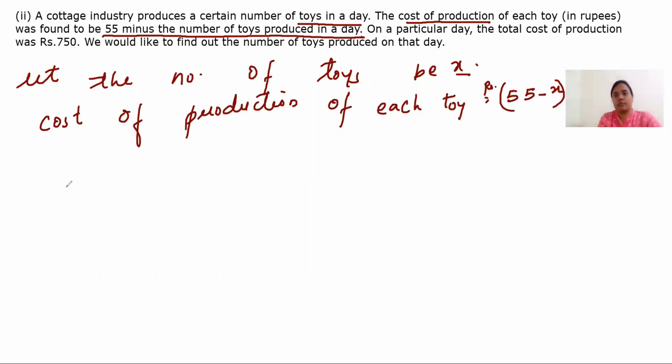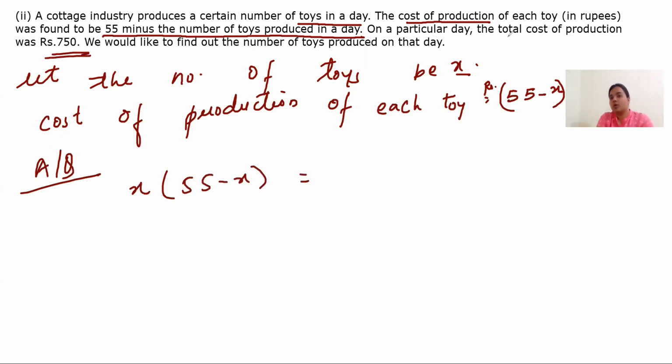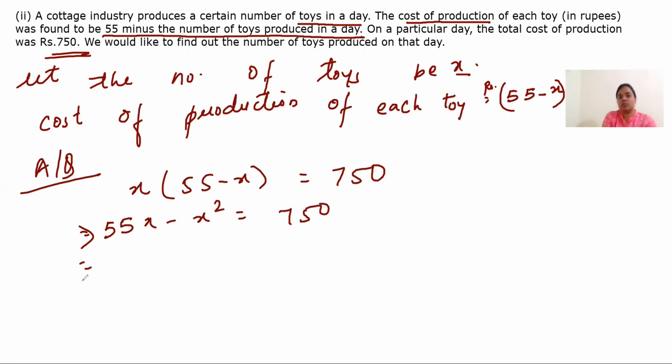So total cost of production will be number of toys multiplied by cost of production of one toy. Suppose if we buy one pen for 10 rupees, the cost of 50 pens will be 50 into 10, number of pens into cost of one pen. Same way, number of toys into cost of one toy. So according to the question, x multiplied by 55 minus x will be equal to 750, because total cost of production was rupees 750. We will generate the quadratic equation and solve it using the factorization method.